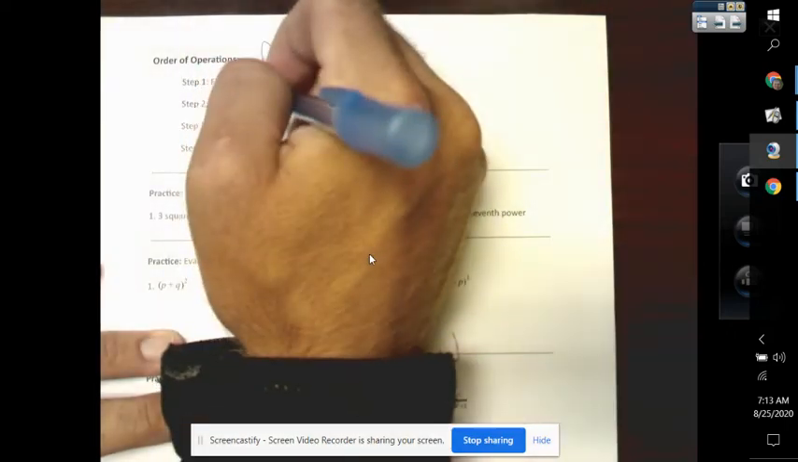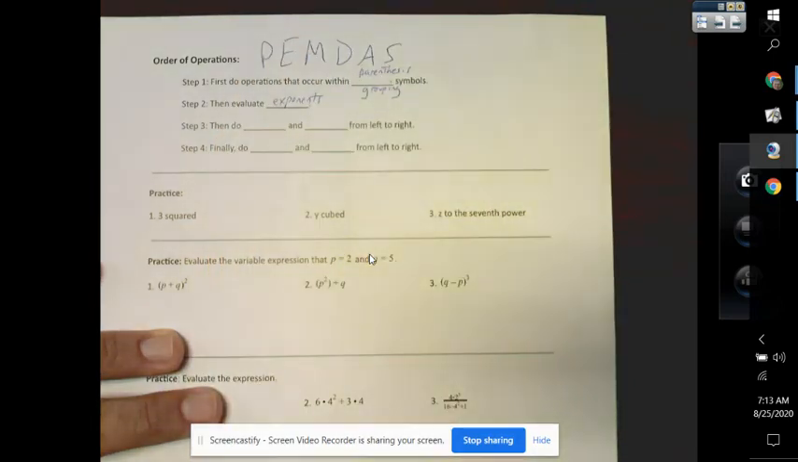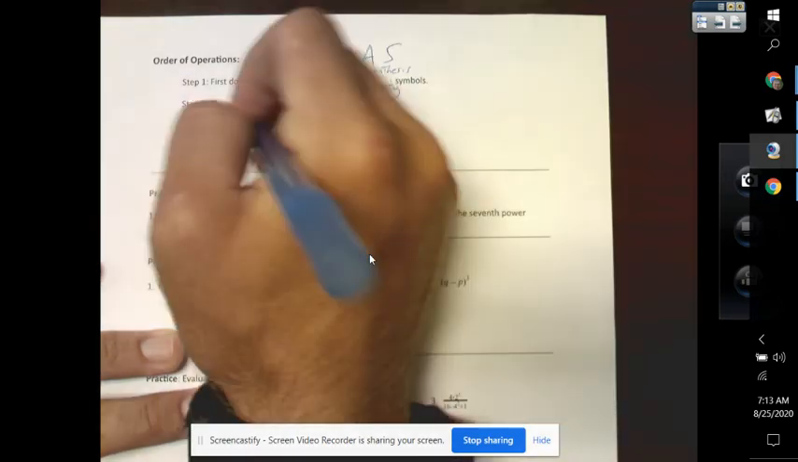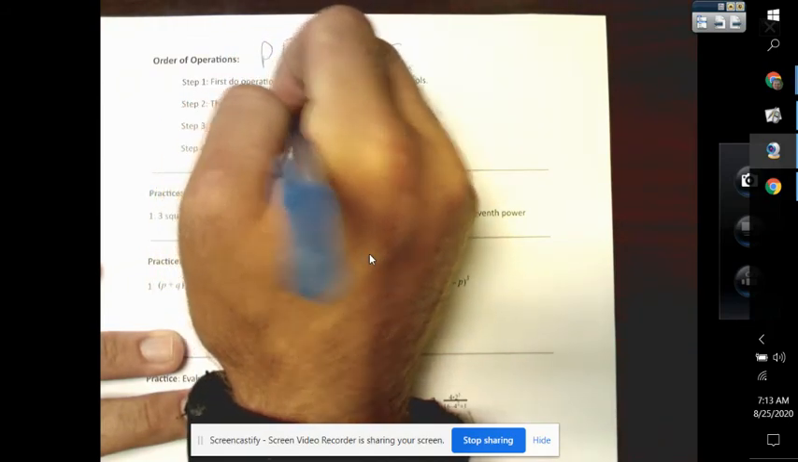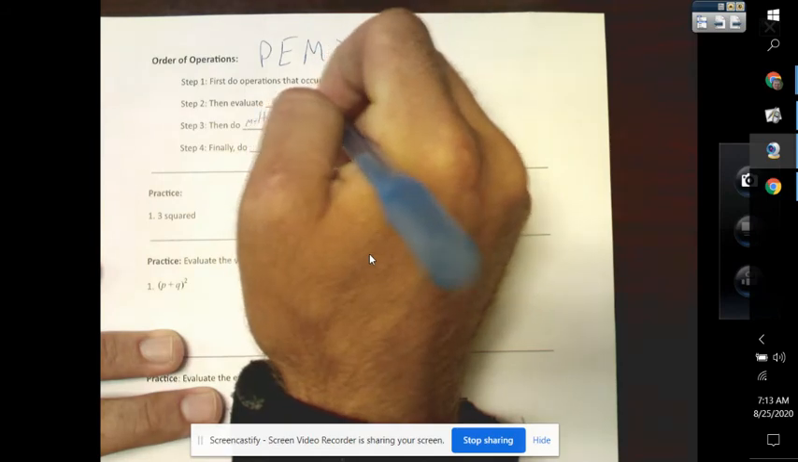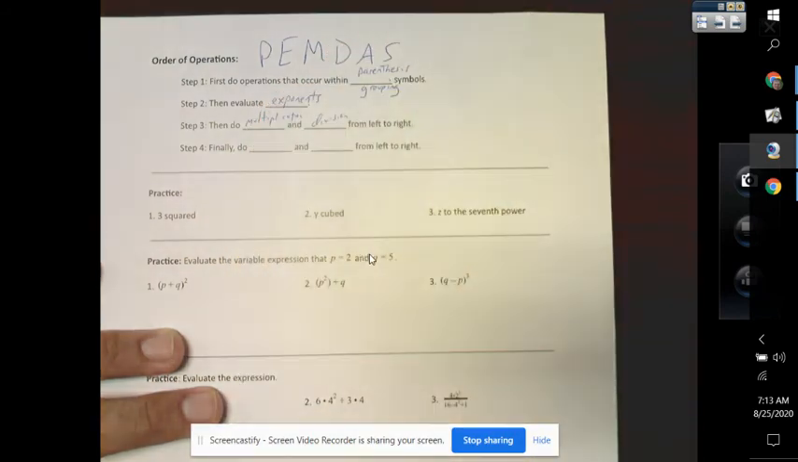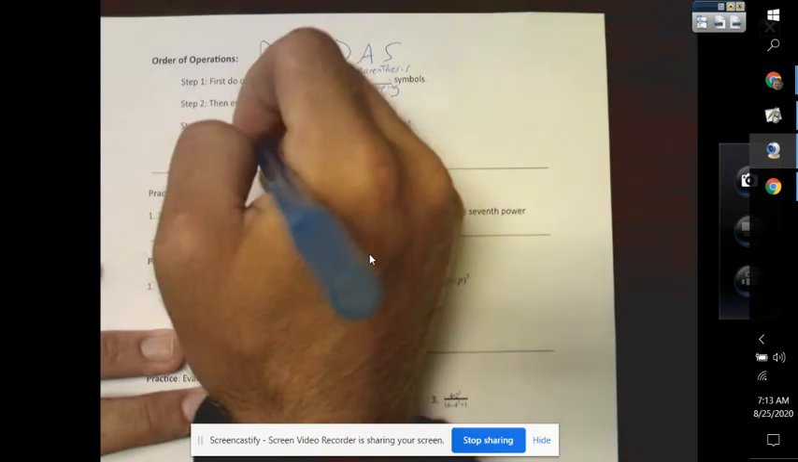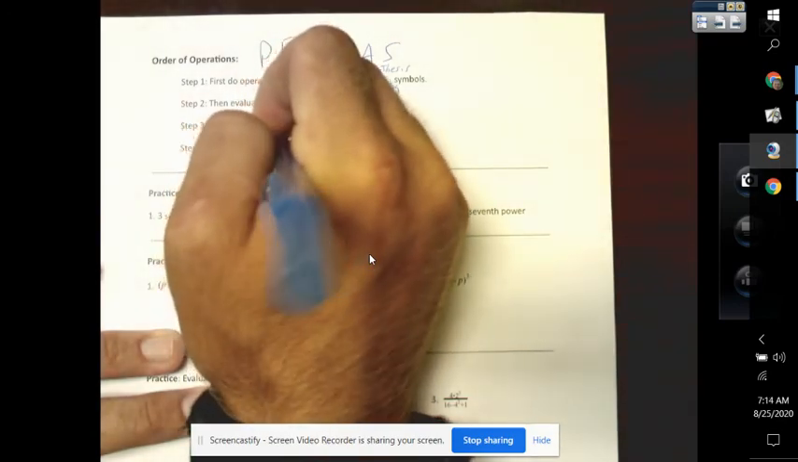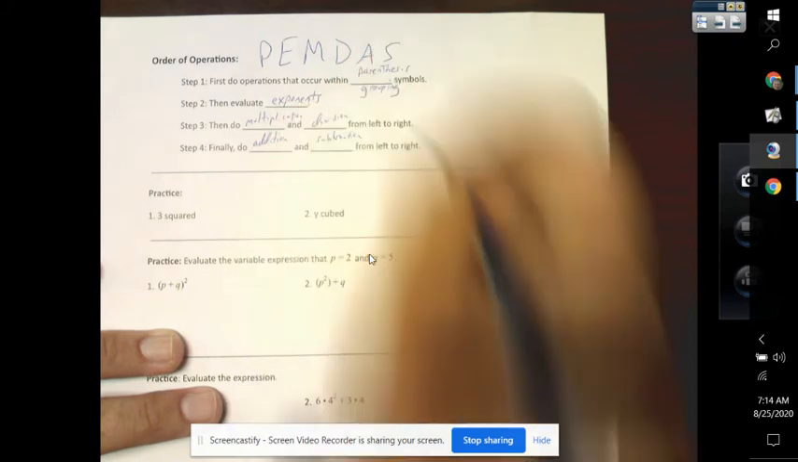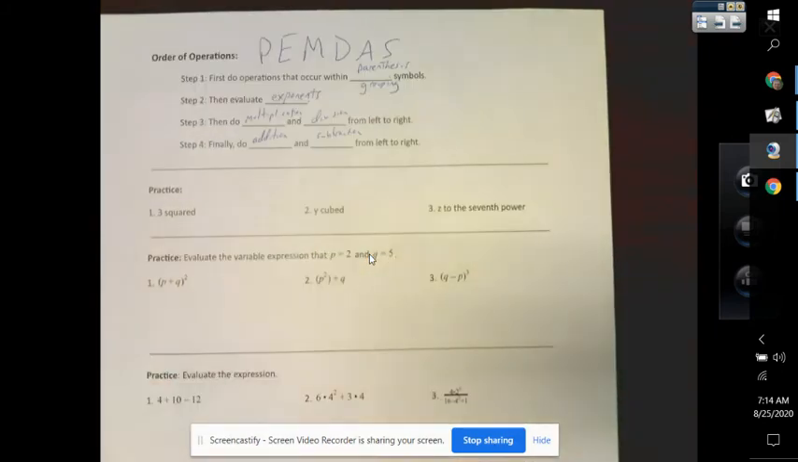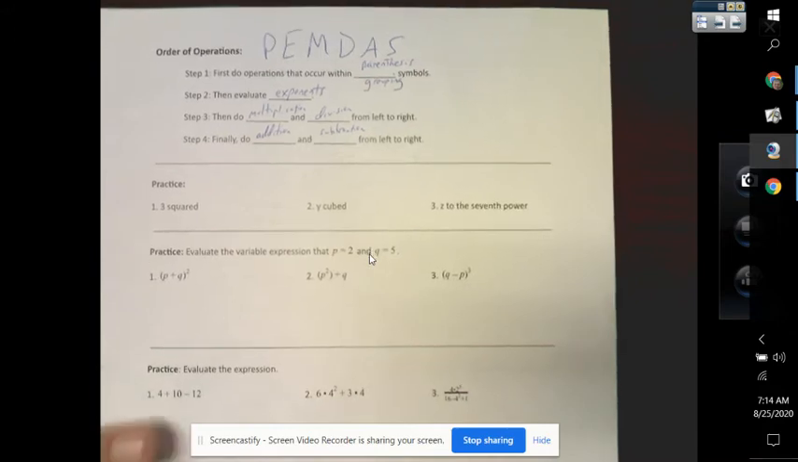Then evaluate exponents. Then do multiplication and division from left to right. This is important. Multiplication, division from left to right. Finally, do addition and subtraction from left to right. Okay. Again, something that you know, just to bring it back up, first day of school, or first week of school, all good. All right.